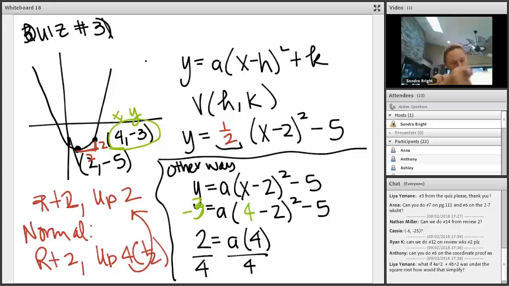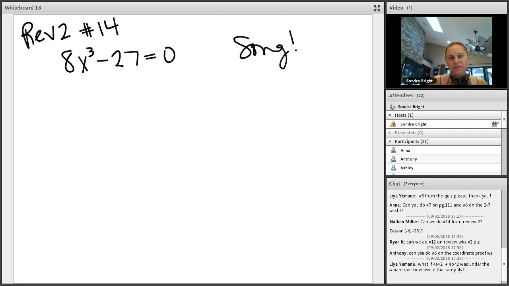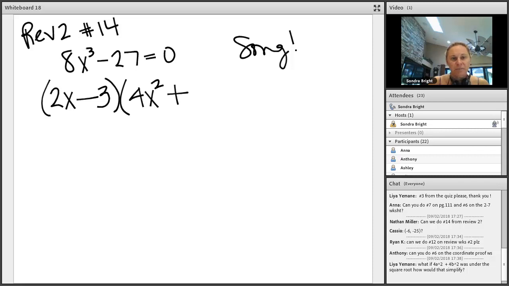Okay, review number 2, number 14. It tells you to find all of the solutions of 8x cubed minus 27. So this is the song, because it's the difference of 2 cubes. You take the cube root of the first, which would be 2x, and the cube root of the second, which is 3, with the sign in the middle, the minus sign. Then start a new parenthesis, square the first. Looking at what's inside the parentheses, it's the 2x squared I'm going to square, which gives you 4x squared. Change the sign, so now this will be a plus sign. Multiply together, 2x times 3 gives you 6x, and then square the last, and the last one's always positive.